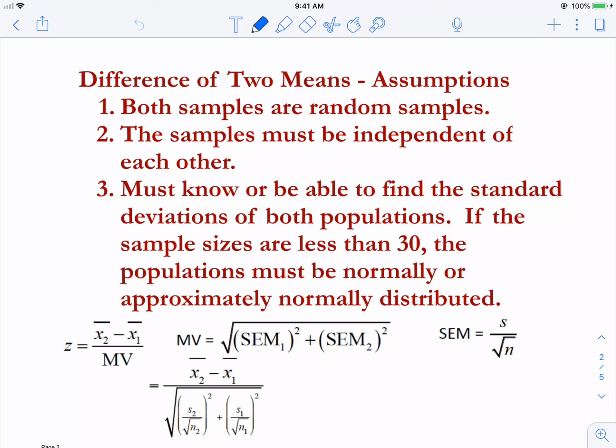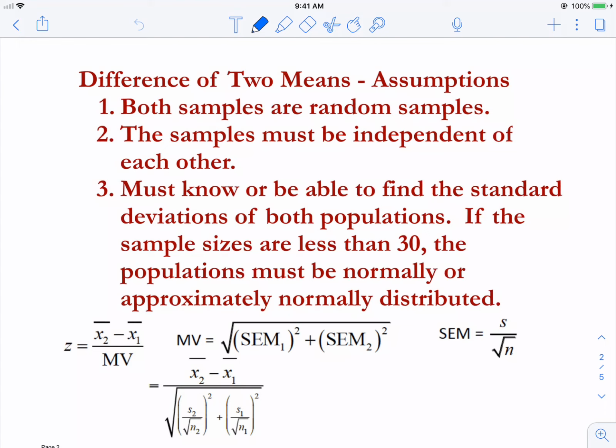Now, there are some assumptions that go into this. Okay, we're only allowed to use these equations if it satisfies these conditions. Now, sometimes, myself included, we're guilty of kind of assuming that these are met, but we really should think about if we're allowed to use these sets of equations.